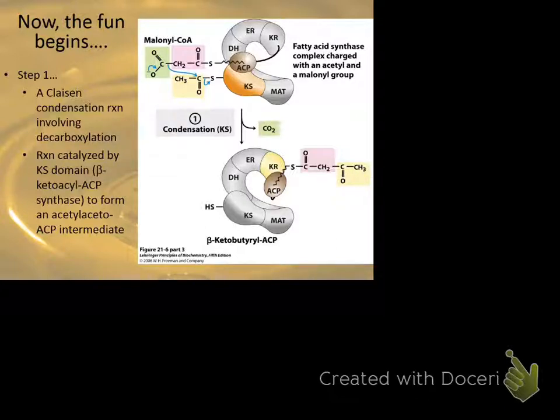Because now, if you notice, the product that we have here is a beta keto acyl group. Okay, so here is the beta keto group. There's the beta keto, because there's alpha and there's ground 0. And so that's an acyl.